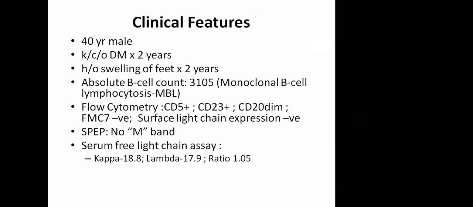So I'll show you one case: a 40-year-old male, known case of diabetes for the last 2 years. Now the diabetes is only for 2 years. There is a history of swelling of feet for the last 2 years. His absolute B cell lymphocyte count was 3105. That is called monoclonal B cell lymphocytosis, or MBL. So flow cytometry showed CD23 positivity, which is consistent with monoclonal B cell lymphocytosis. SPEP showed no M-band. Serum free light chain assay ratio was 1.5.